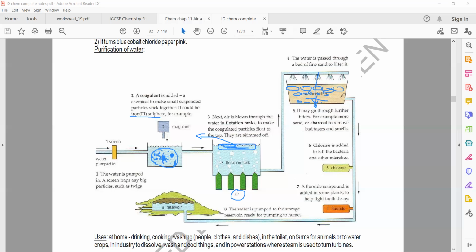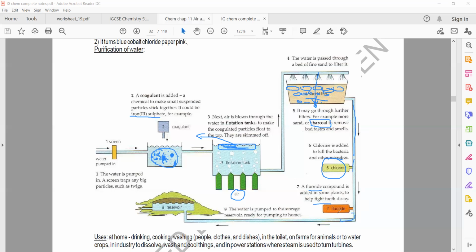This water may have some smell. To remove any smell, we pass it over charcoal, and after that chlorine is added. What is the purpose of the chlorine? It is used to kill the bacteria. And then a fluoride compound is added in some plants to help prevent tooth decay. Otherwise the water may have soluble substances which can cause tooth decay. So this fluoride will help to resist tooth decay.